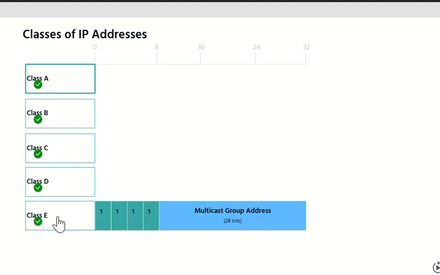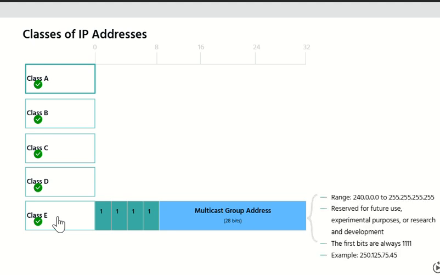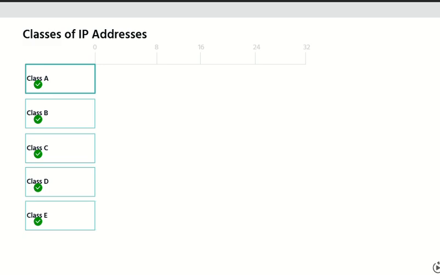It also does not have any subnet mask. Class E's range, 240.0.0.0 to 255.255.255.255. This class has also been reserved for future use, experimental purposes, or research and development. The first bits are always 1, 1, 1, and 1. An example Class E address is 250.125.75.45. Click Next to continue.